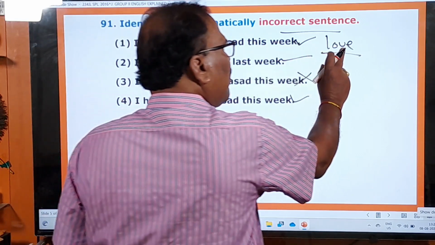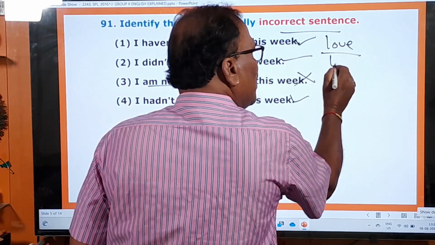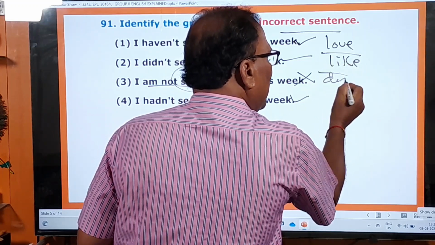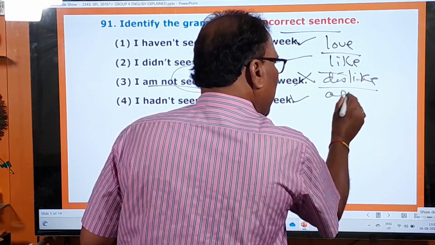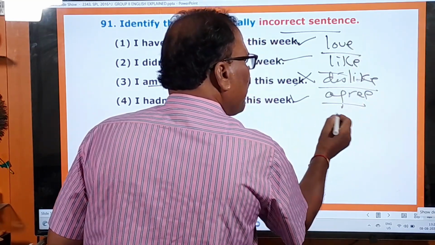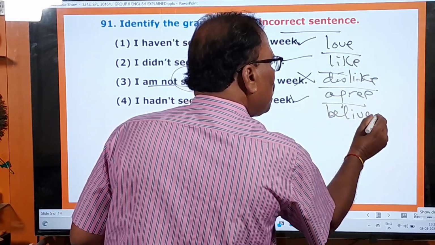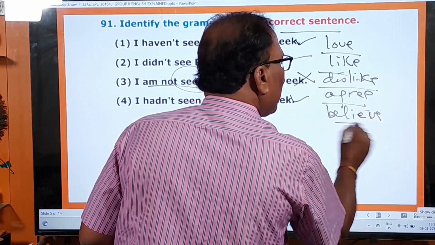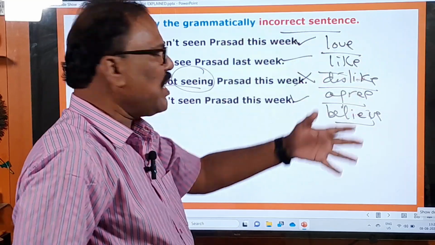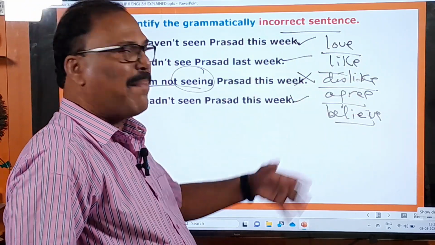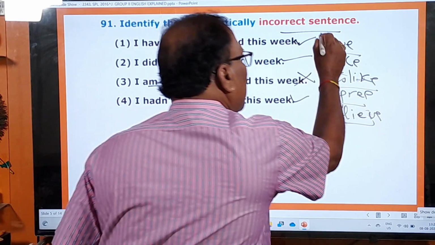So this is a verb that is not used in the continuous tense. Similarly, like, dislike, agree, believe. You cannot use these verbs in the continuous tenses. You cannot say, I am loving you, I am liking you, I am disliking you, I am agreeing with you, I am believing in this. No, they are not used in the continuous tense.